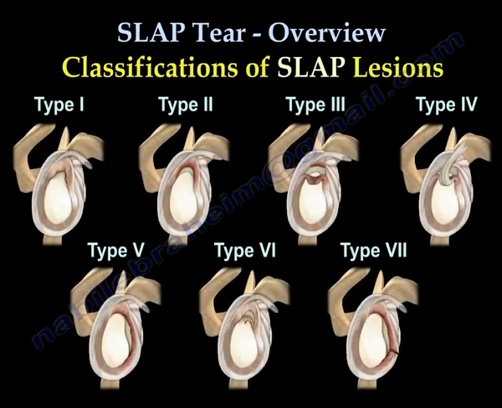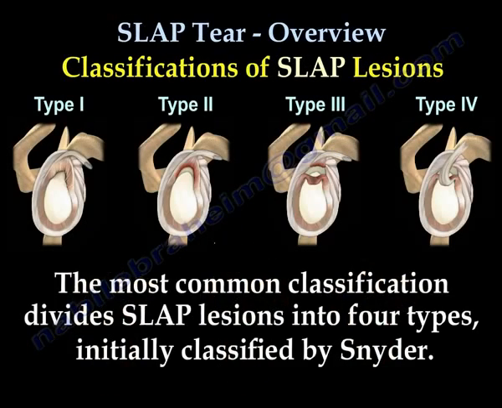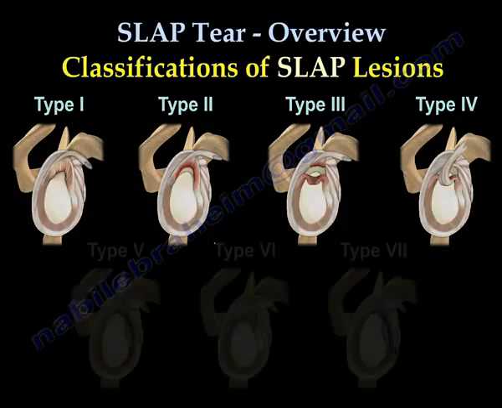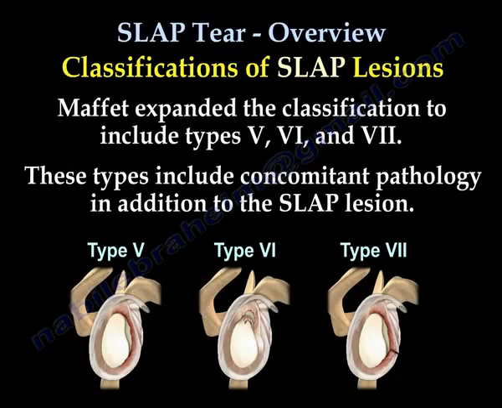Classifications of SLAP lesions. The most common classification divides SLAP lesions into 4 types, initially classified by Snyder. Maffet expanded the classification to include types 5, 6, and 7. These types include concomitant pathology in addition to the SLAP lesion.